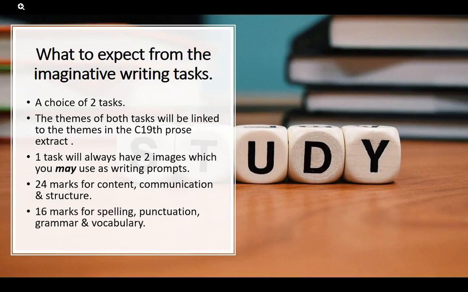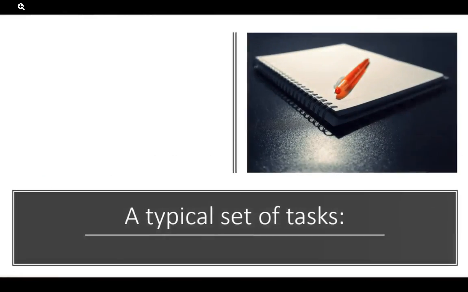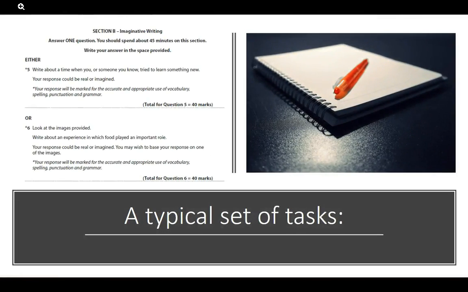The remaining 16 marks are awarded for the quality of your spelling, your punctuation, your grammar and your vocabulary. And remember, you need to be using things like punctuation and grammatical devices for deliberate effect, just like you're making vocabulary choices to have a particular impact on your reader as you're going through your piece of writing. So that's what to expect. Let's have a look now at 2 tasks from an exam paper.